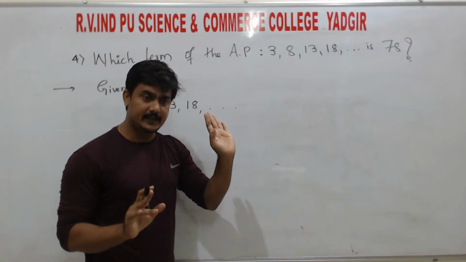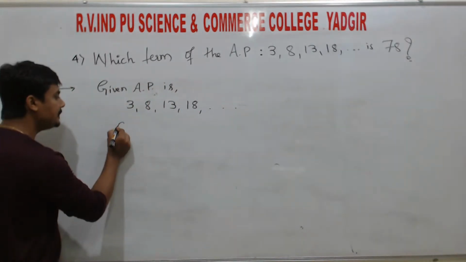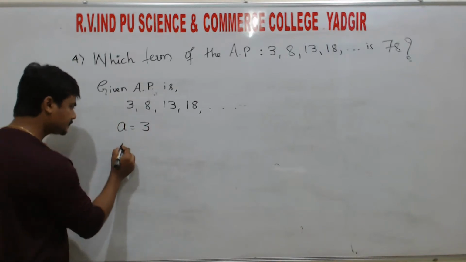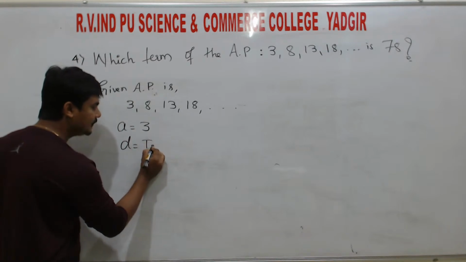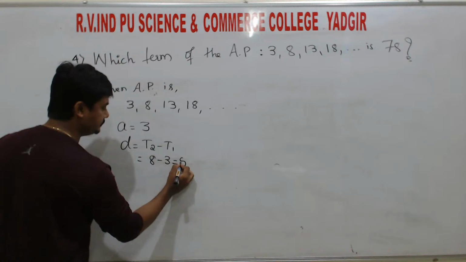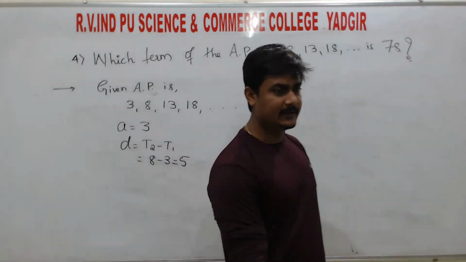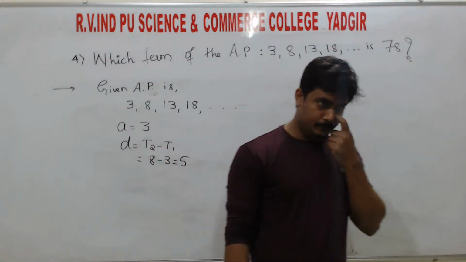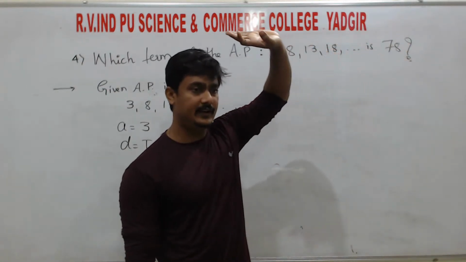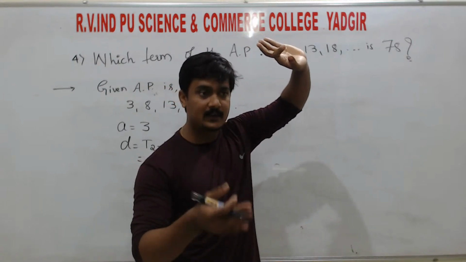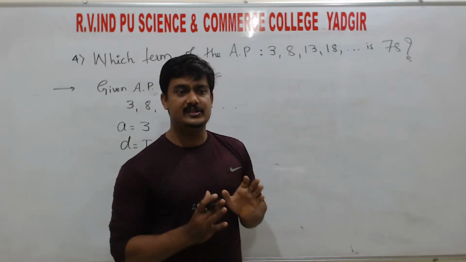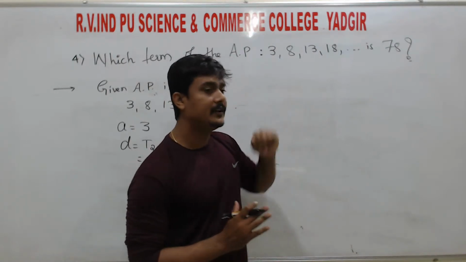Okay, is that clear? Now from the given AP we will note down the A value. A value is 3, that is the first term. We will note down the D value, that is T2 minus T1, 8 minus 3, that is 5. Okay, now I need to find out which term of the arithmetic progression is 78. Which term? 10th term, 11th term, 12th term, I don't know, that has to be found out. Which term of the arithmetic progression is 78?